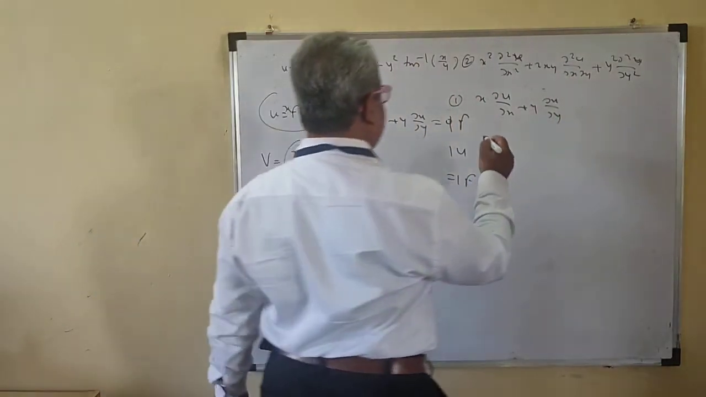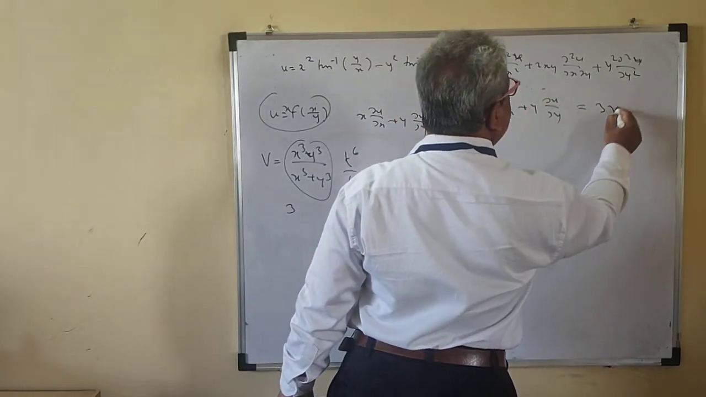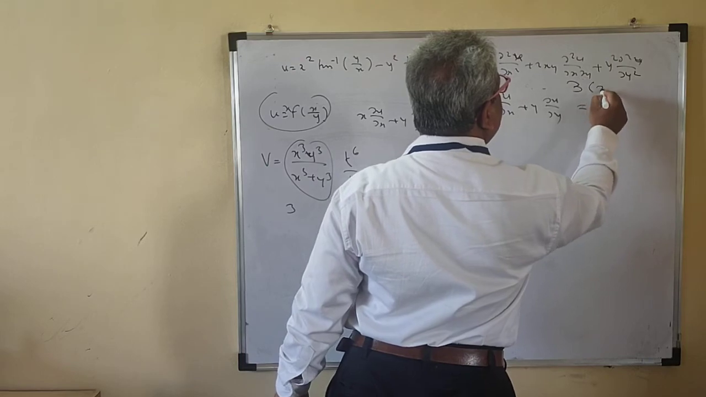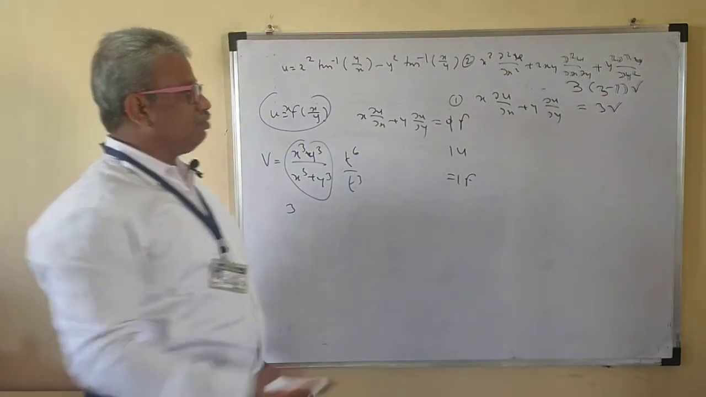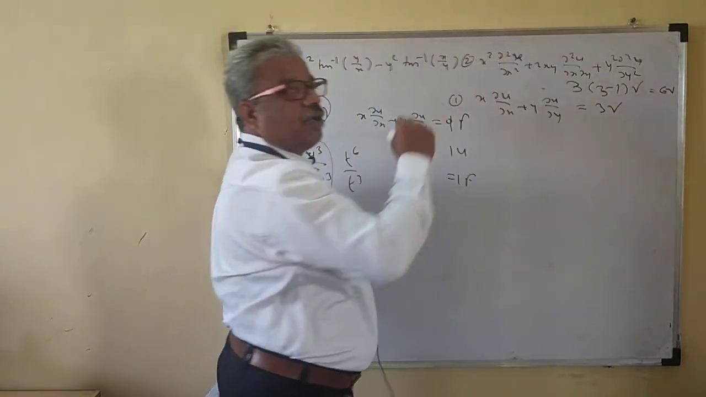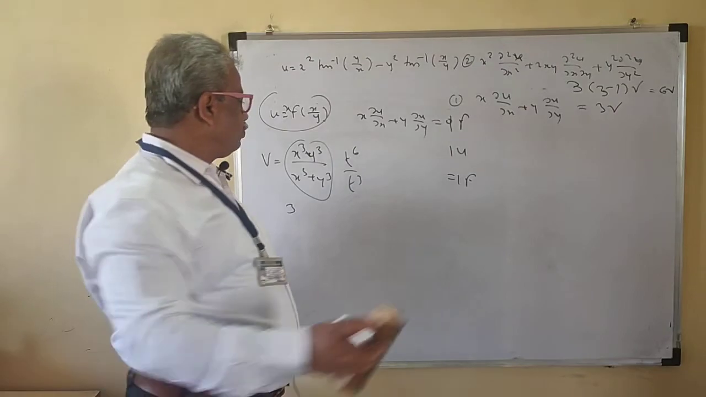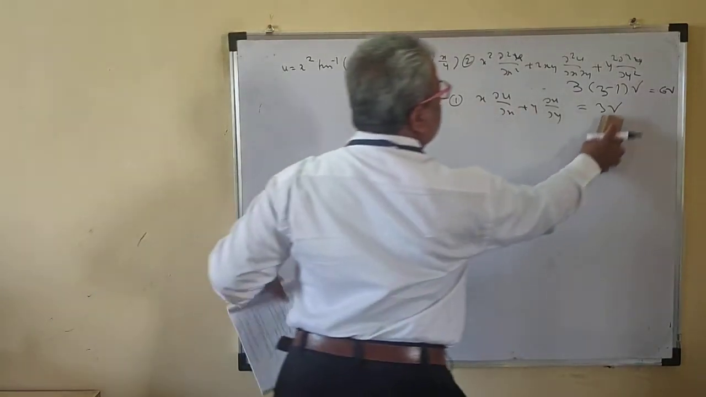For the first one, x² ∂²v, so this will be the v. This is 3 times v, and this is (3 − 1) times v, so that means 6v. This will be 6v, so everywhere you have capital V. Here the degree is very important now. Degree is important.